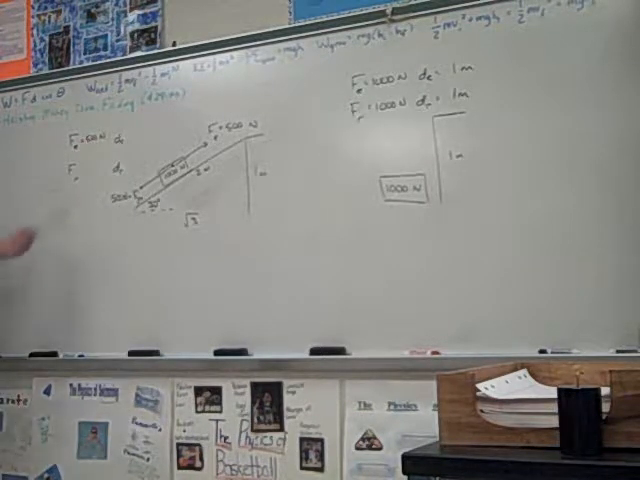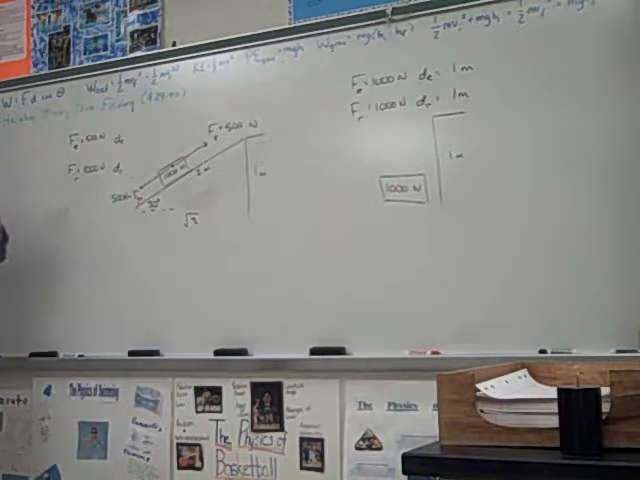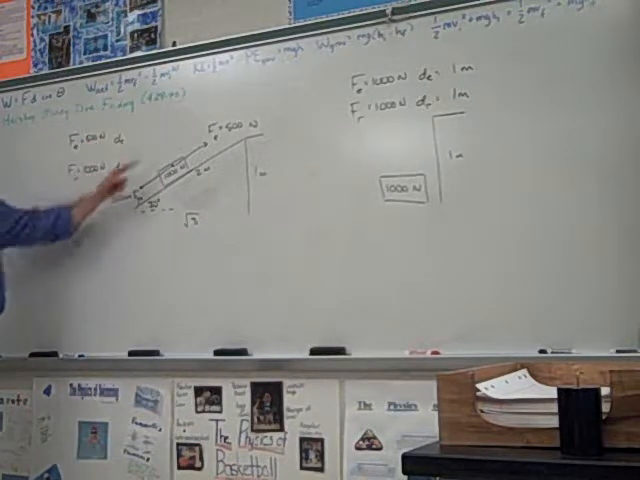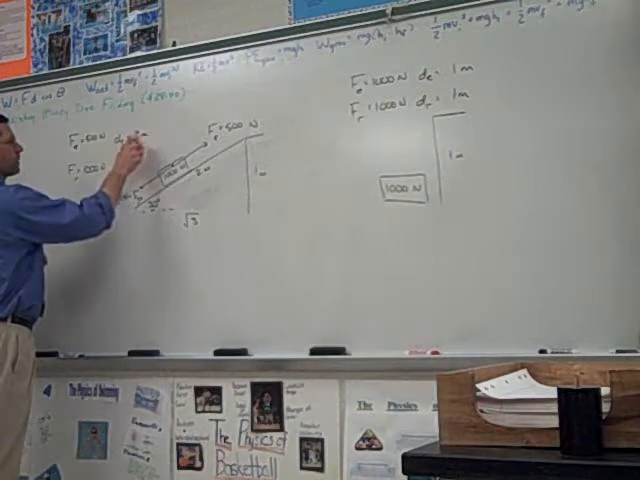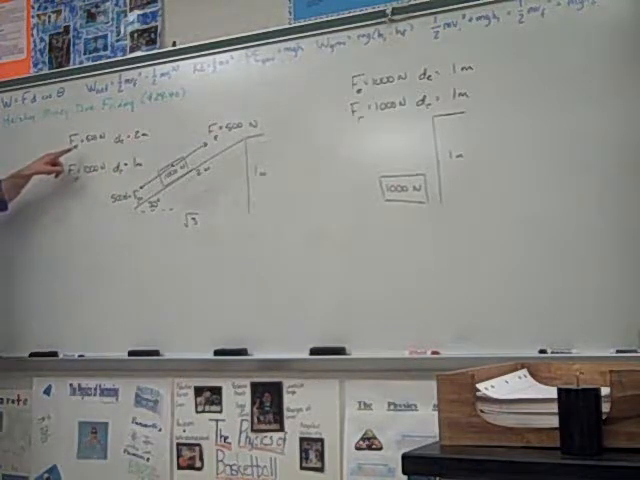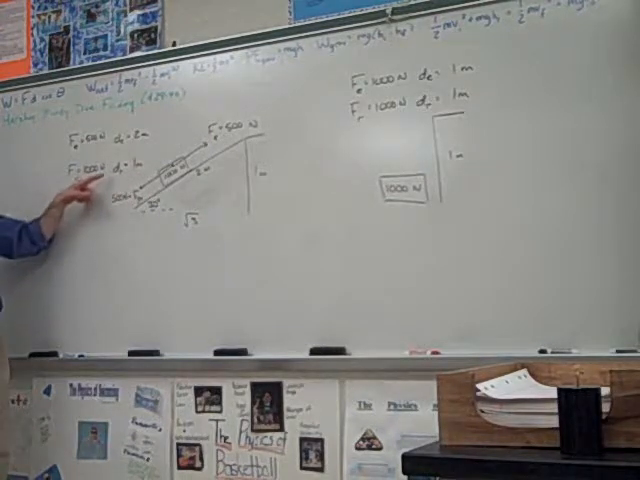But my resistance force is the weight of the object, which is still 1,000 newtons. Now, through what distance am I going to apply the 500 newtons? 2 meters, right? So my effort distance is 2 meters. My resistance distance is still the 1 meter I want to lift it. That's 1 meter. But you see, my input work, FEDE, is 1,000. My output work is FRDR, 1,000.